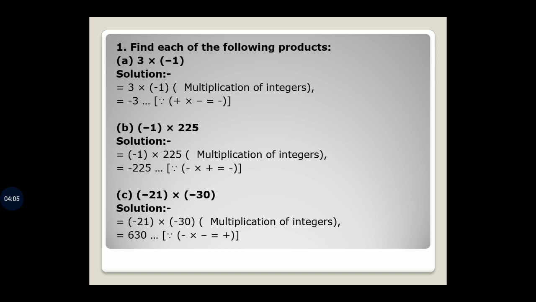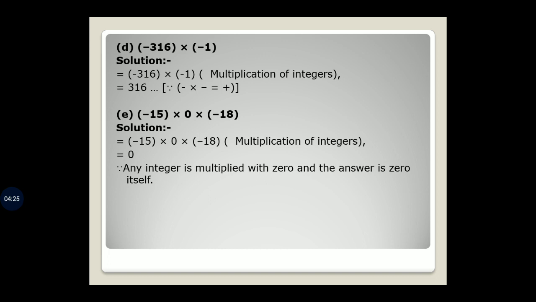Let us move on to the third problem, that is minus 21 into minus 30. The solution for this problem is both the numbers are negative here, so the result will be a positive integer. Minus 21 into minus 30 gives you plus 630. Let us move on to the next problem. It is minus 316 into minus 1. Minus 316 into minus 1 gives you plus 316. Here also same thing. When you multiply both negative integers, the result is positive.